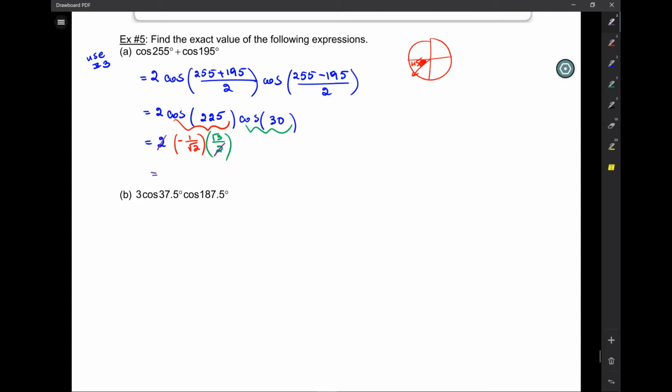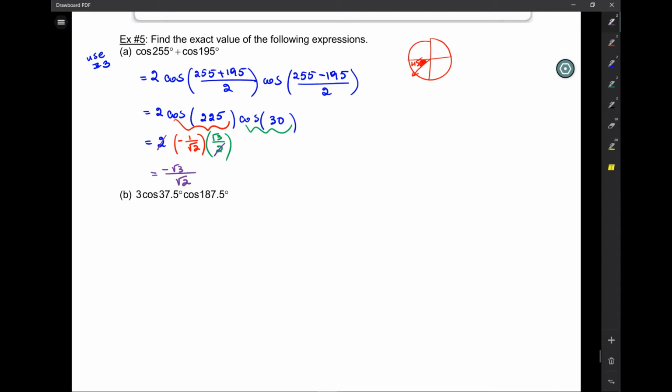Now, I multiply the numerators, I get negative root 3 on top, and on the bottom, root 2. Can you rationalize if you want to? Yeah, but there is no point because we no longer use the slide rule, so we can leave it this way.